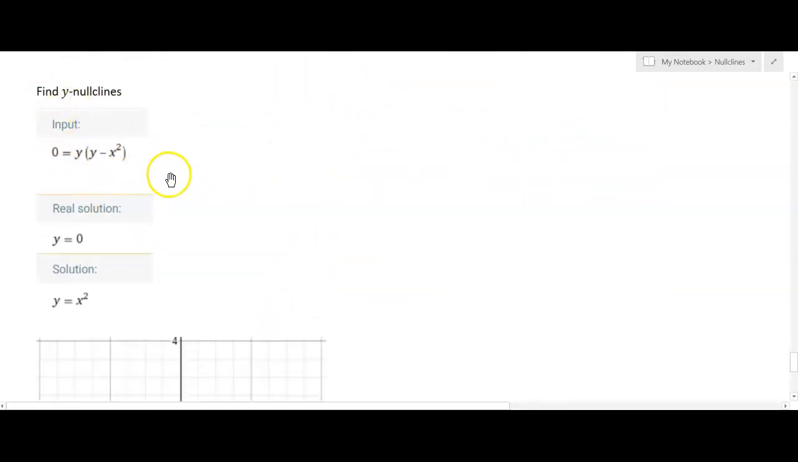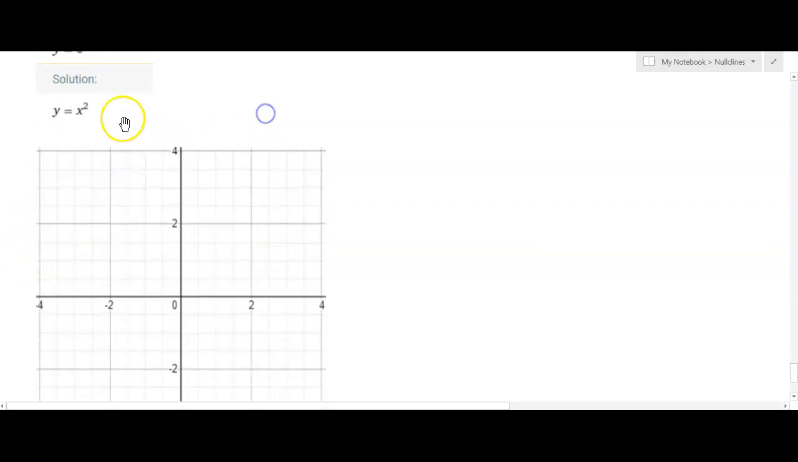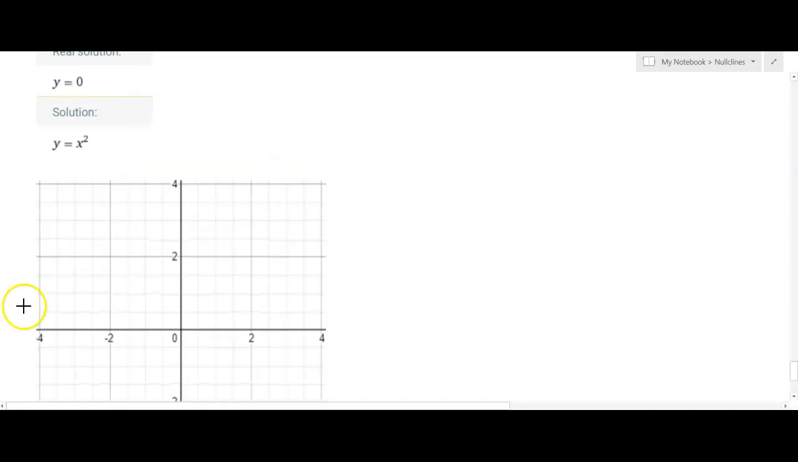So set dy dt equal to 0, and we see that we have two places where that happens. y equals 0, which is the horizontal line here, and y equals x squared. Now y equals x squared is actually a parabolic function, so we'll plot some points on this: -1, 1, and 1, 1, and then 2, 4, and -2, 4. So we have something that looks like this, a parabola here, and that's going to work just fine.